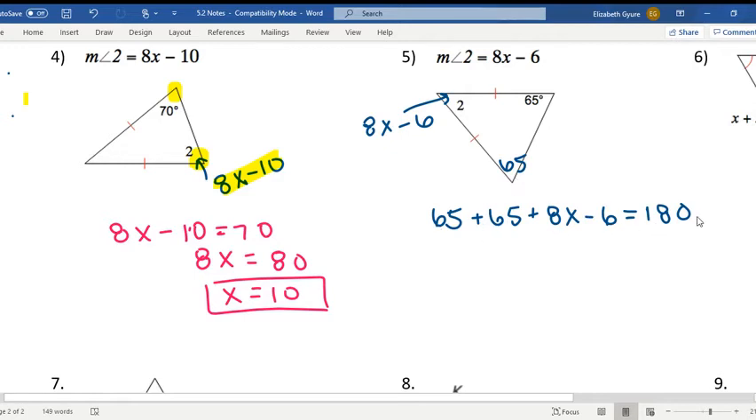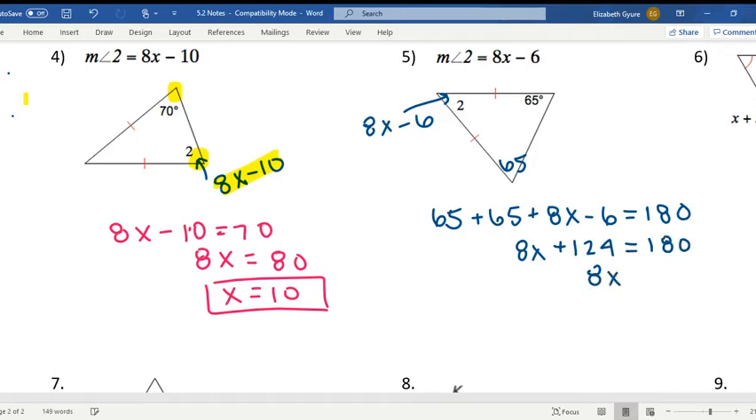So I would add them all up and set it equal to 180. That would give you 8x, and then 130 minus 6, 124, equals 180. 8x equals 56. And we should have gotten 7. That's what I would probably do. Another good strategy is you could always add these up and subtract from 180 to get 50, and then set 8x minus 6 equal to 50. Either way would totally be fine. Okay? Make sure you keep that out so you can check these.